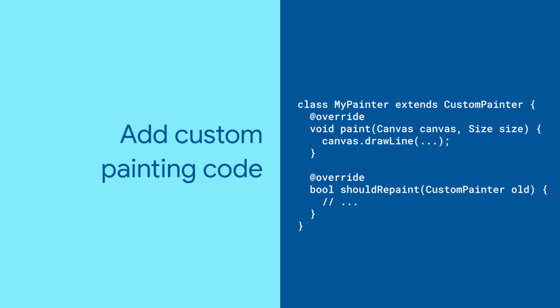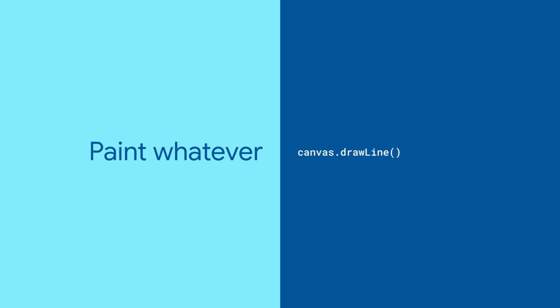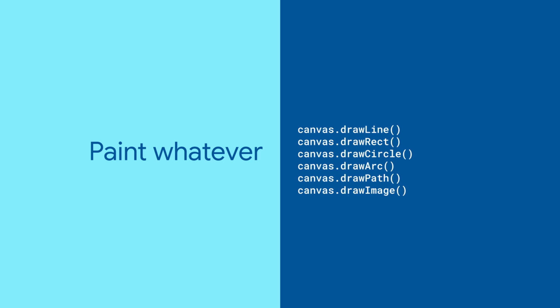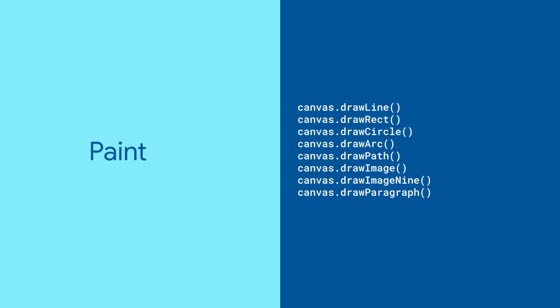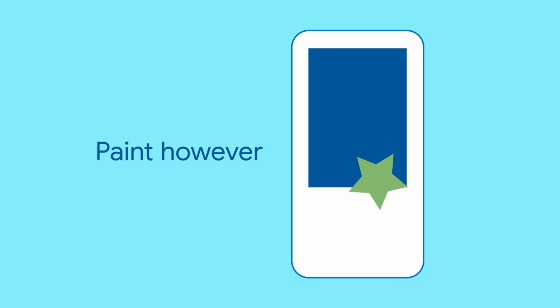The paint method is where you get your canvas and are free to draw. You can draw lines, rectangles, circles, arcs, paths, bitmap images, 9-patches, even paragraphs of text. And you have full control on how to paint these: colors, shaders, blend modes, and more.